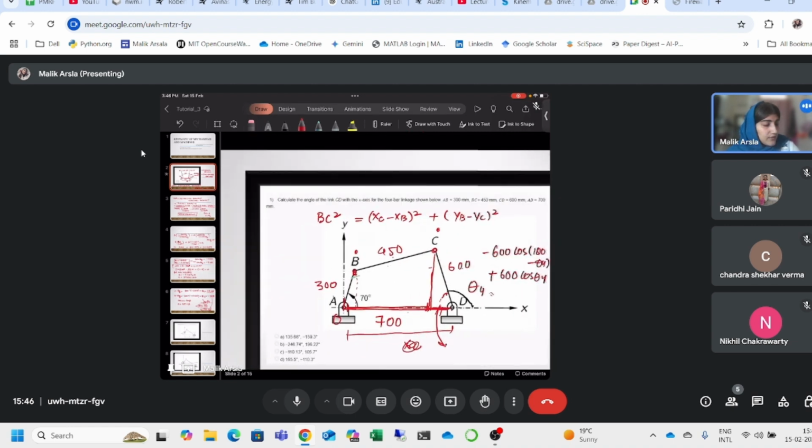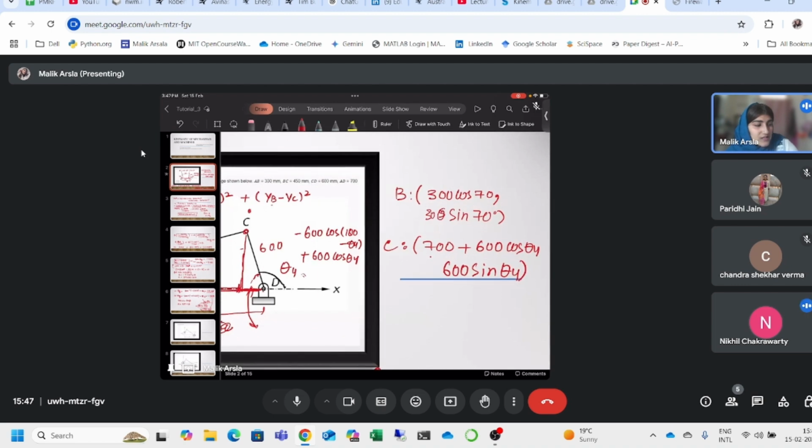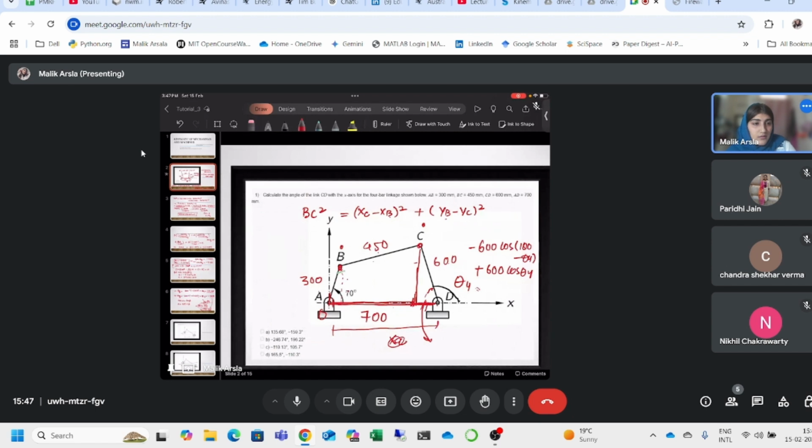And the y component of B will be equal to 300 sine 70 degree, and for C it will be simply 600 sine theta 4. Or sine of 180 minus theta 4, but we know that sine of 180 minus theta 4 is simply sine theta 4, right? So you can write that as 600 sine theta 4. Understood? That is how I have written this, and then I have subtracted and put it in this equation.